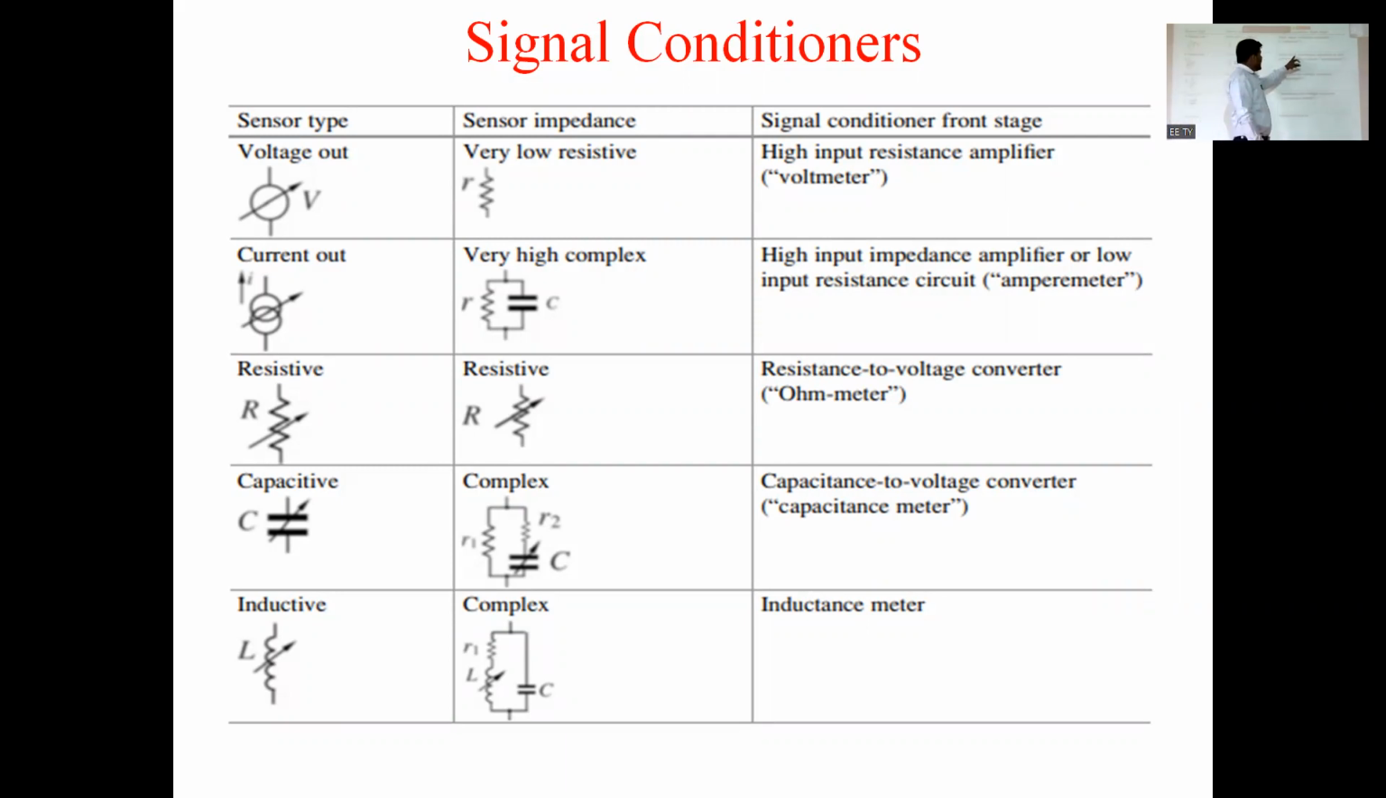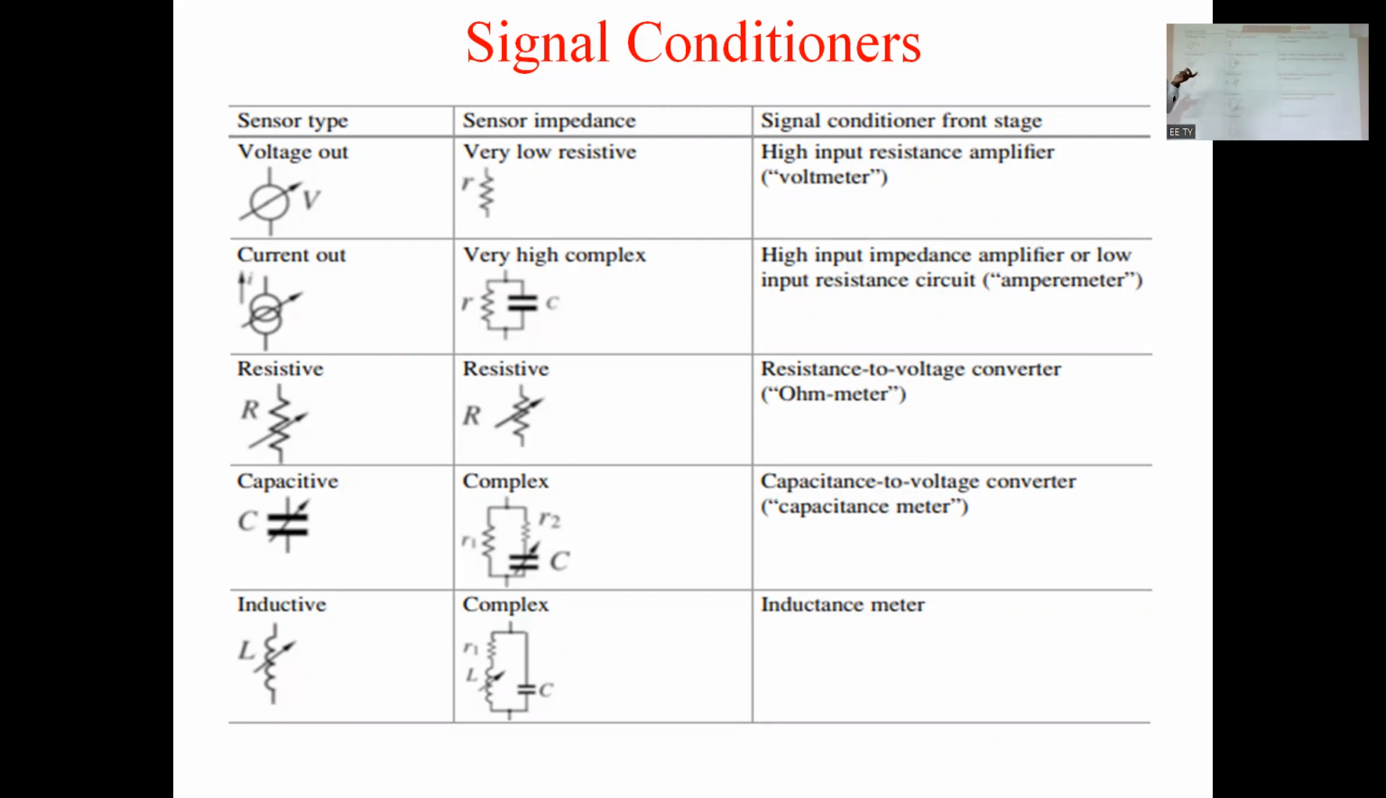See, a high input impedance amplifier has to be connected. What is the high input impedance or low input resistance circuit? An ideal amplifier or ideal voltmeter, ideal ammeter or current source, we say ideal voltmeter or voltage source, right? So it has a high input resistance amplifier and a low input resistance circuit, that is an ampere meter, that means it will read the maximum amount of current when we want to interface the signal conditioning to the sensor output in the form of current output.